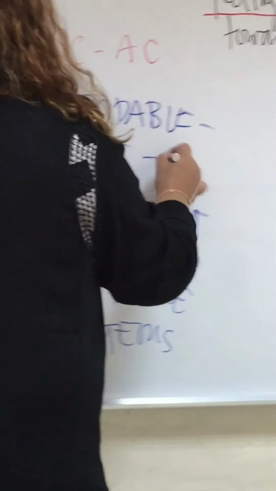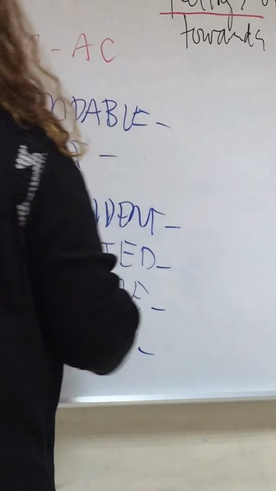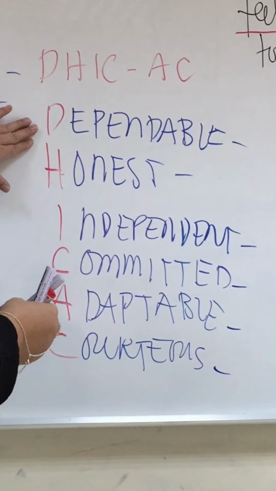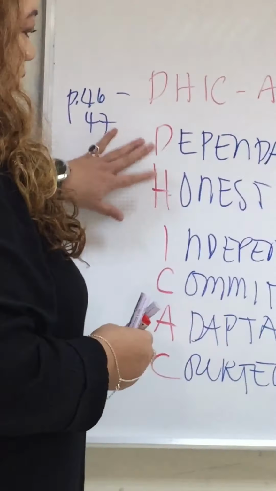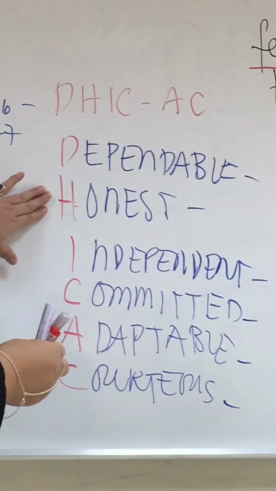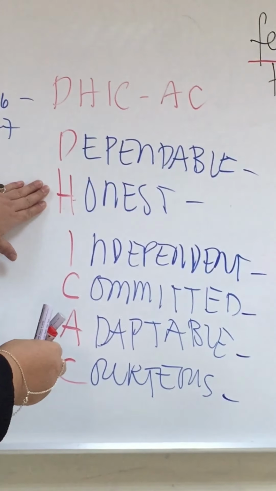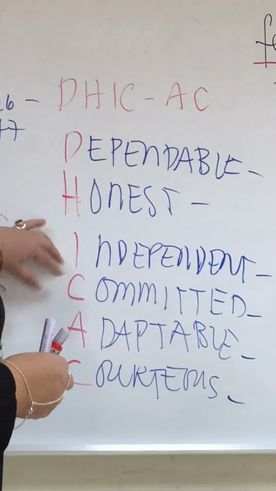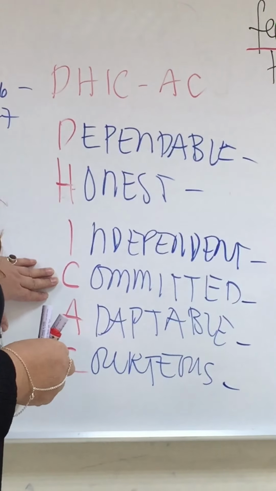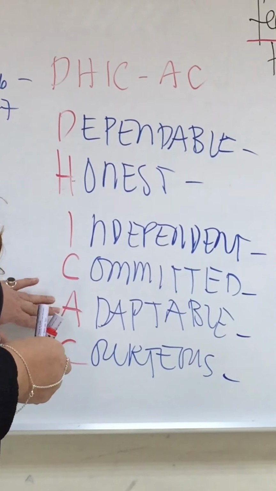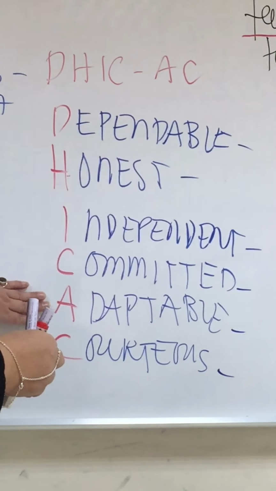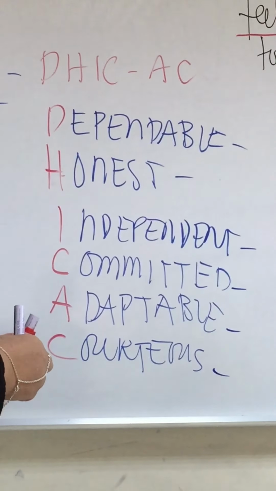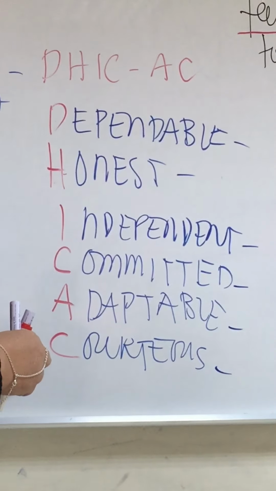Now, under each of these, they have their own definitions. For example, dependable is when people rely on you. Honest is when you're being truthful to people. Independent is taking responsibility by yourself. Being committed is giving extra time to any work that you do. Adaptable is looking at changes in a positive way. And courteous is defined as respecting people's feelings.